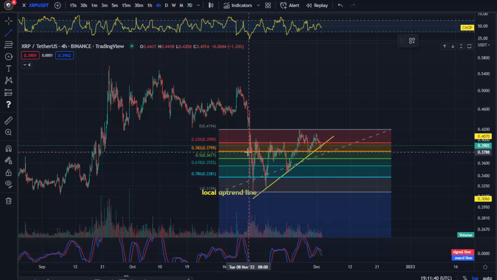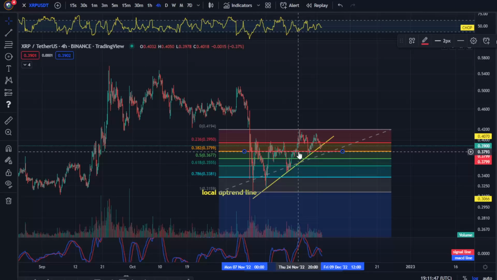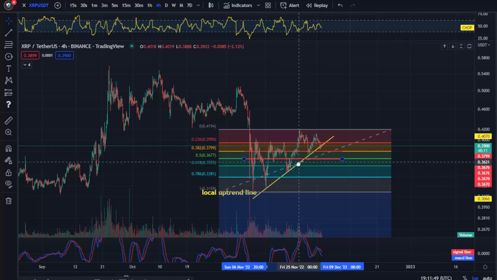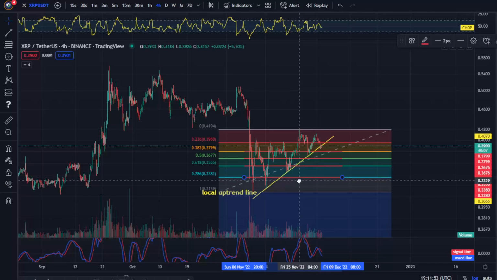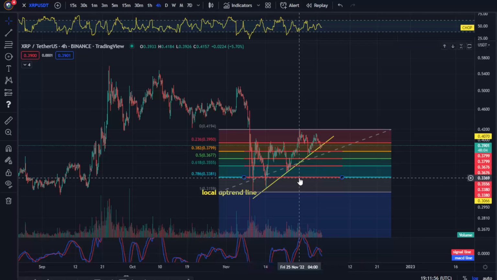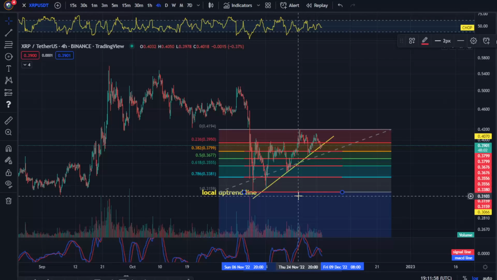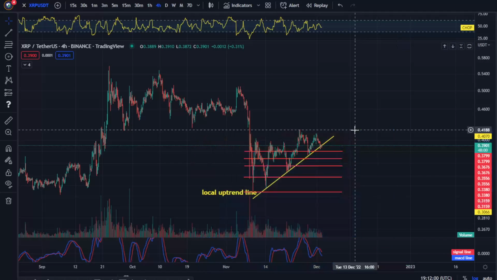Let's start with the support line, and as you can see, the first support in the near future is $0.3799. If the support is broken, then the next support is $0.3676, $0.3556, $0.3380, and $0.3159.